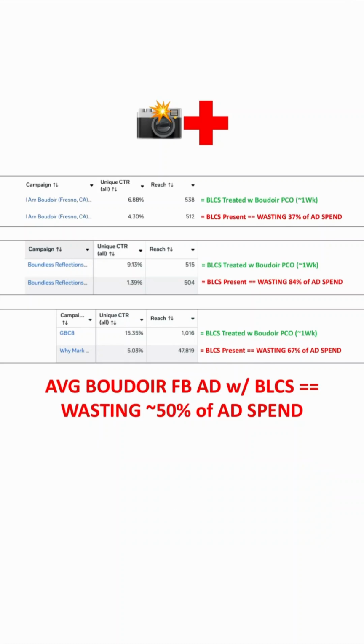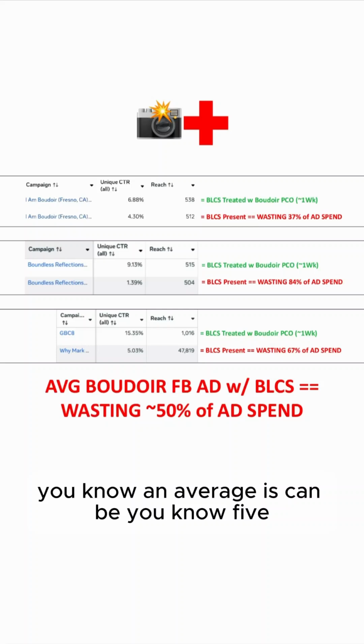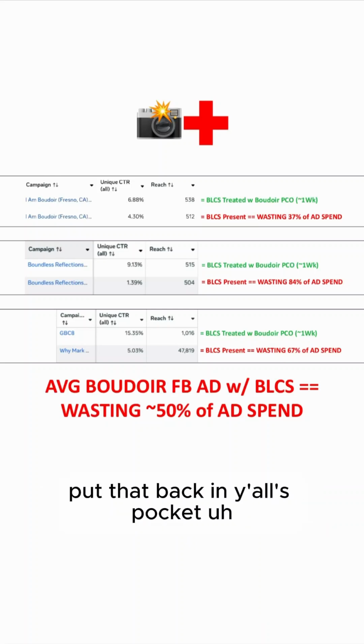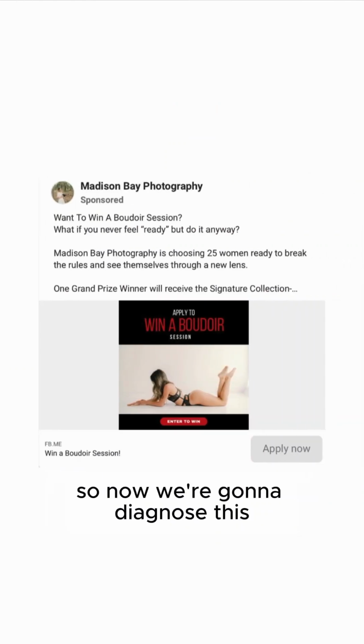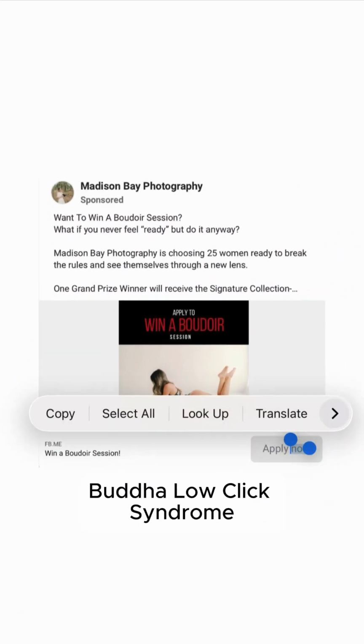So if they're spending 10 grand a month on Boudoir Facebook ads, on average, this can be five out of 10 Ks being wasted every single month, and we can eliminate that, put that back in y'all's pocket, approximately 60K over the next 12 months, over the next year. All right, so now we're going to diagnose this if we believe it has BLCS, Boudoir low click syndrome.